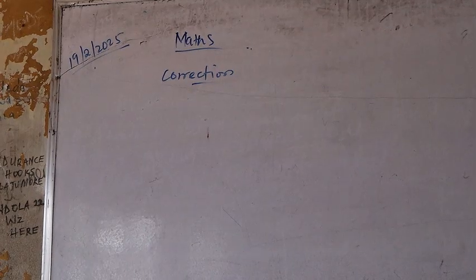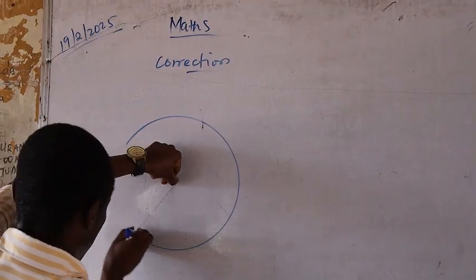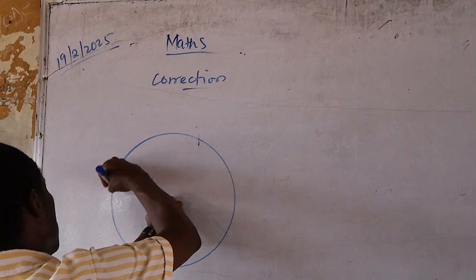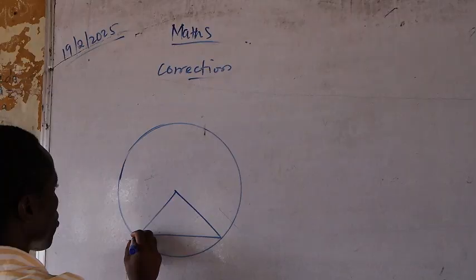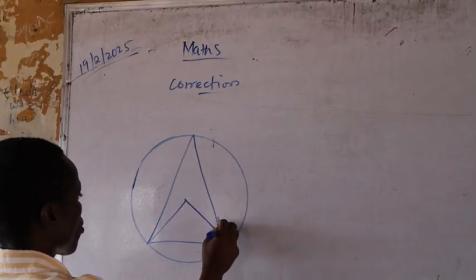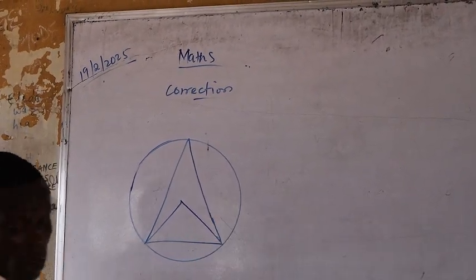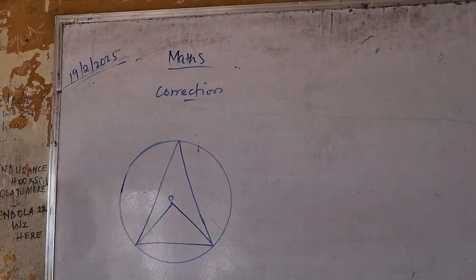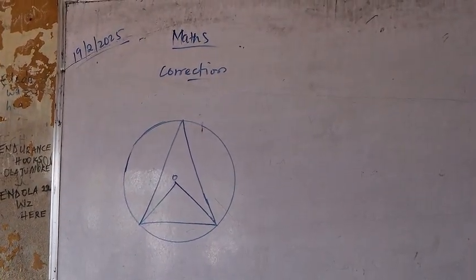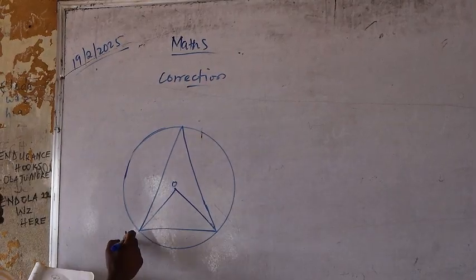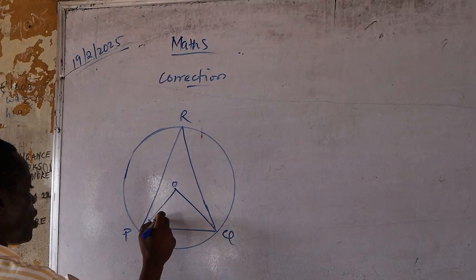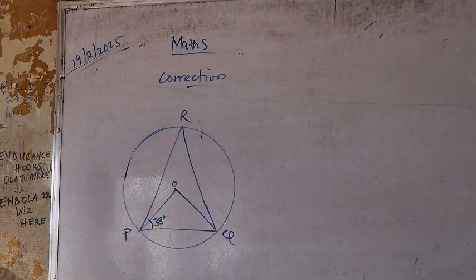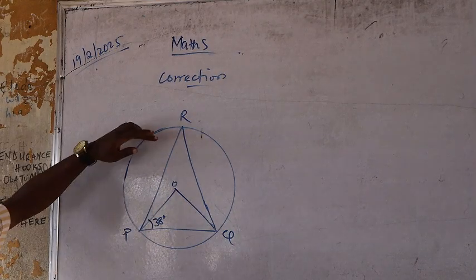Now let me quickly draw the diagram on the board. This is the circle. We have this as O. This is P, Q, and R. And this angle here is 38. There is one thing about this question. Now to solve this, I want to calculate this angle PRQ.